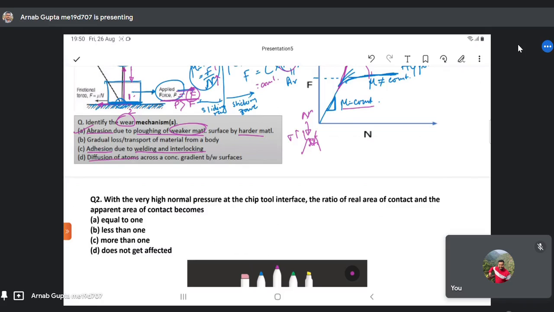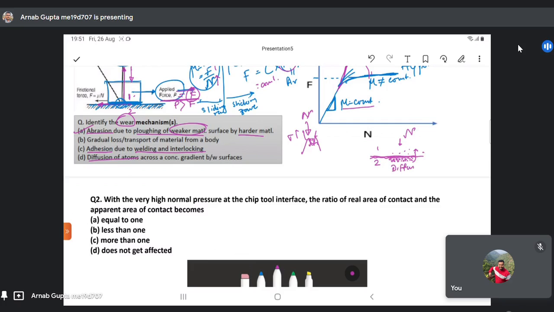And the diffusion of atoms across a concentration gradient between the surfaces. So suppose one of the surfaces, this is 1 and this is 2. One of the surfaces has a particular type of atom at a higher concentration, and the same atom is present in the other surface at a lower concentration. In that case, due to this concentration gradient and a nascent type of contact which is happening between these two surfaces under the action of this normal force, the atoms diffuse from surface 2 to surface 1 across the concentration gradient, and as a result of this, diffusion bonding takes place.